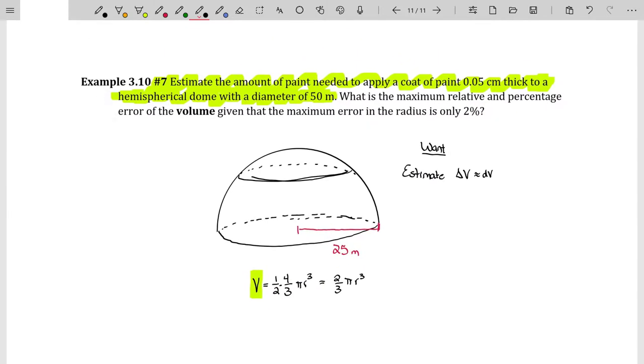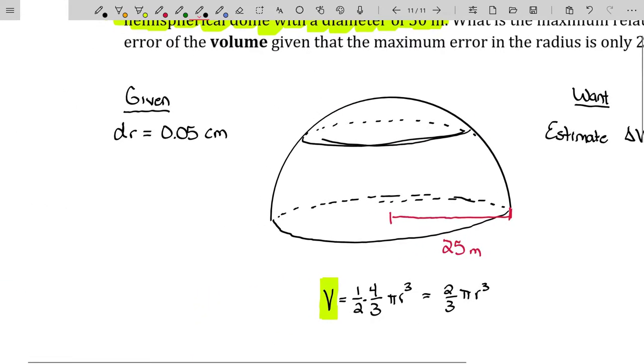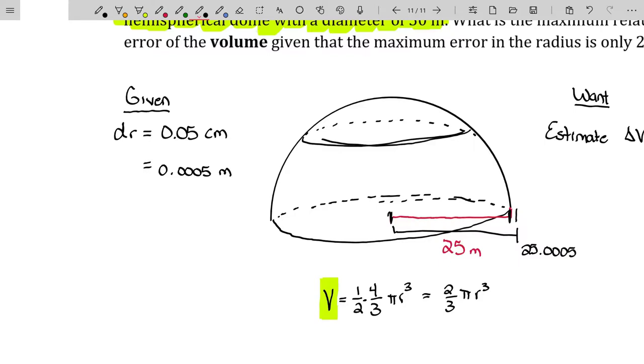Now, we were given one other piece of information: the change in radius. Our change in radius is 0.05, but that's centimeters, not meters, and our problem is in meters. So let's change that to meters by moving the decimal two places: 0.0005 meters. That's our change in radius. This dome was 25 meters in radius. When we're done with the paint job, it will be 25.0005 meters in radius. That's not that much of a change, right? You might think it's hardly anything, and I would agree with you. But let's just see what happens here.